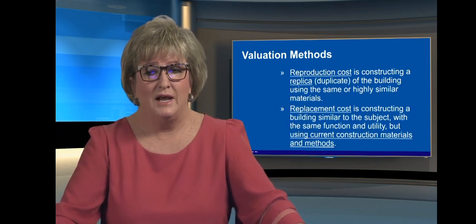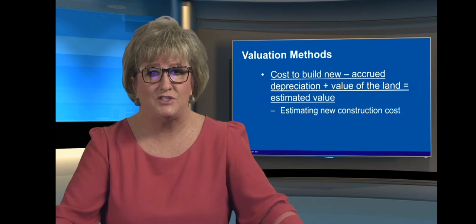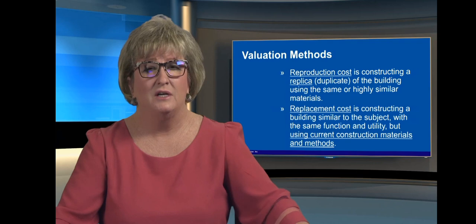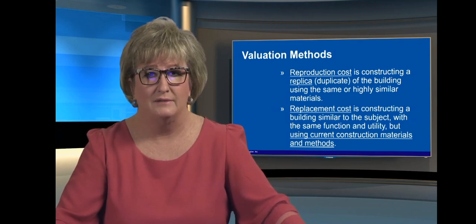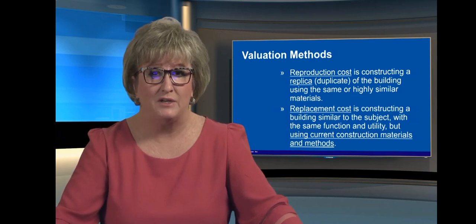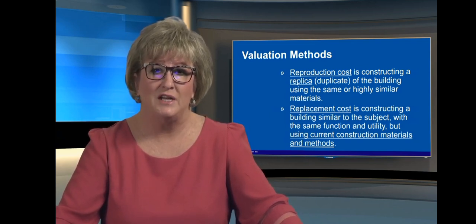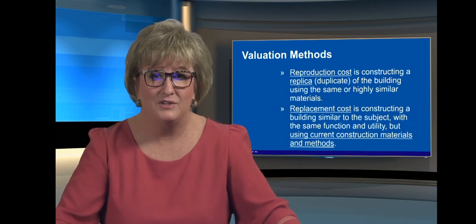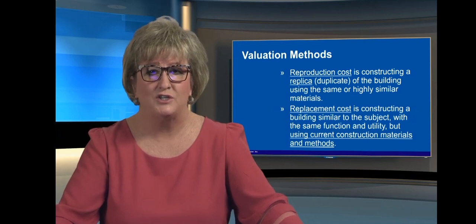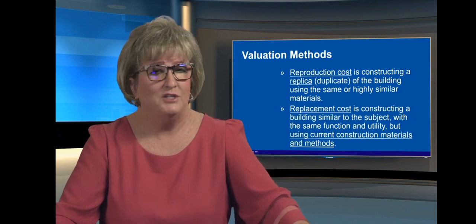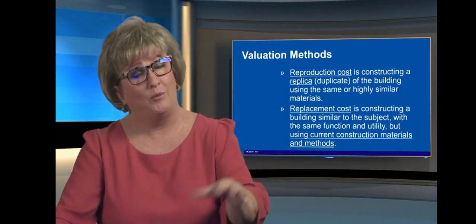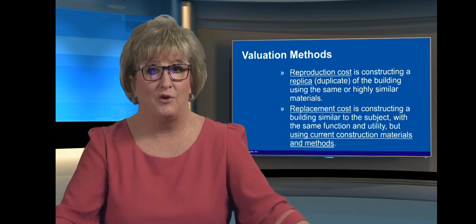Now, there are two types of cost new. There is reproduction cost, which is constructing a replica or duplicate of the building. And there's replacement cost, which is constructing a building similar to the subject with the same function and utility, but using current construction materials and methods. Depending on the building, we will use either a reproduction cost to build a duplicate or a replacement cost when we start our valuation equation.